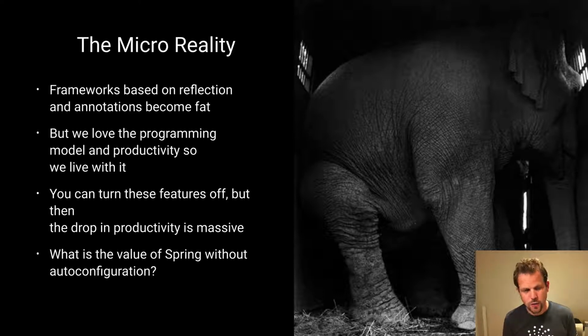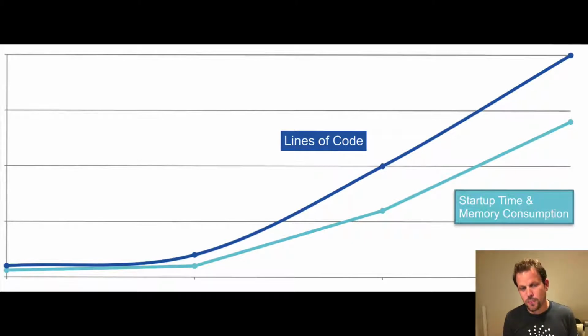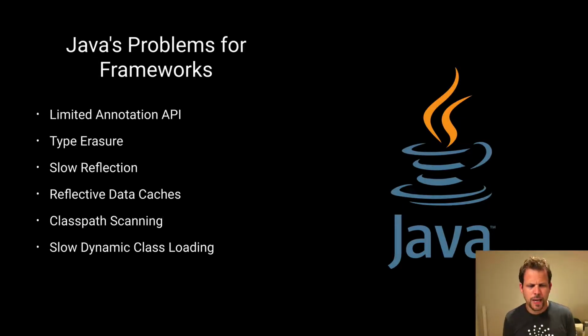In general, it's a trade-off. Developers love the programming model that things like Spring and CDI provide and the productivity benefits, because as soon as you turn these features off, you see a massive drop in productivity. And if you think about it, what is really the value of something like Spring without auto configuration and so forth? So there's a lot of value in the way existing applications are structured, just not in the way they're implemented. There is this relationship between lines of code and startup time and memory consumption. And this is one of the things we wanted to decouple with Micronaut when we started investigating building it back in 2017.